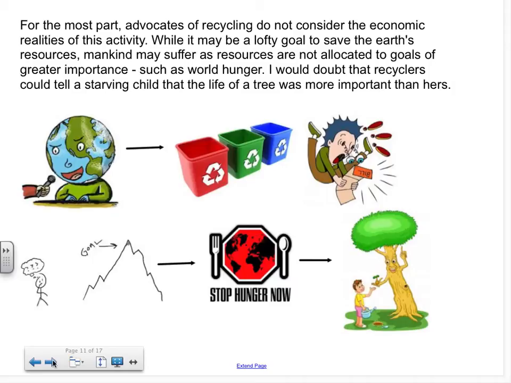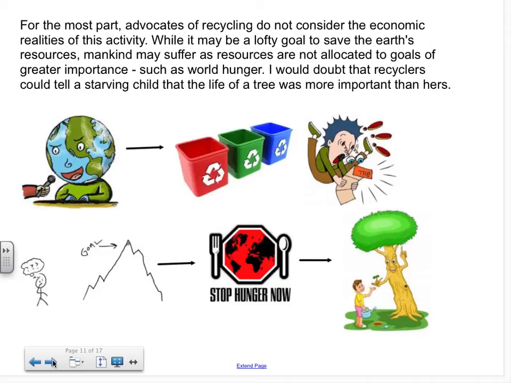Let's take a look at the following question together. So it reads as follows. For the most part, advocates of recycling do not consider the economic realities of this activity. While it may be a lofty goal to save the Earth's resources, mankind may suffer as resources are not allocated to goals of greater importance, such as world hunger. I would doubt that recyclers could tell a starving child that the life of a tree was more important than hers. So let's break this down step by step.